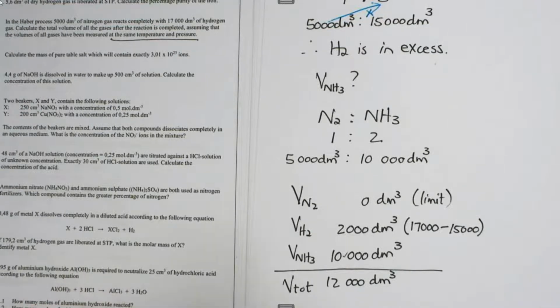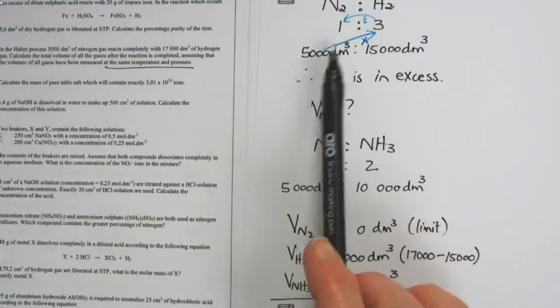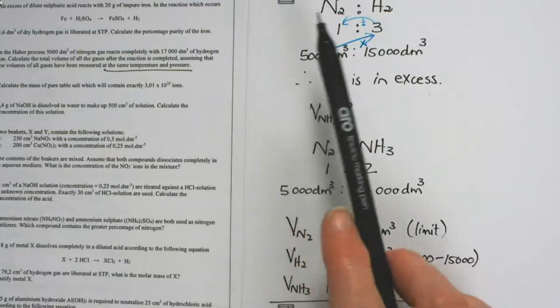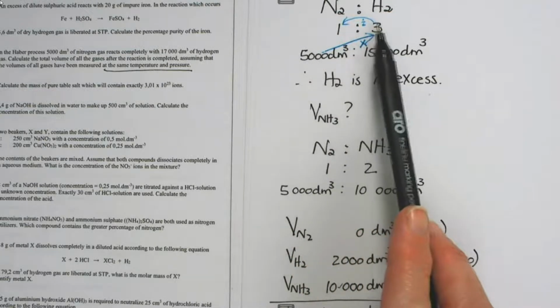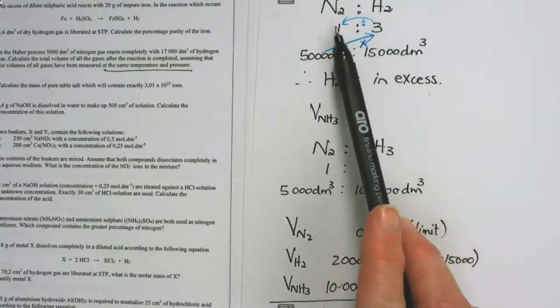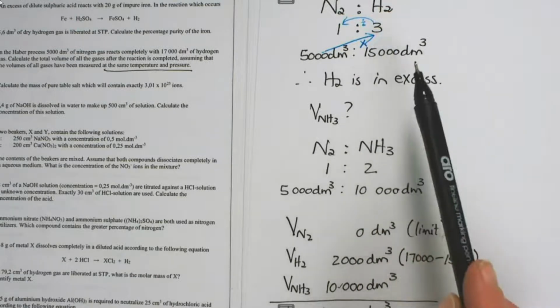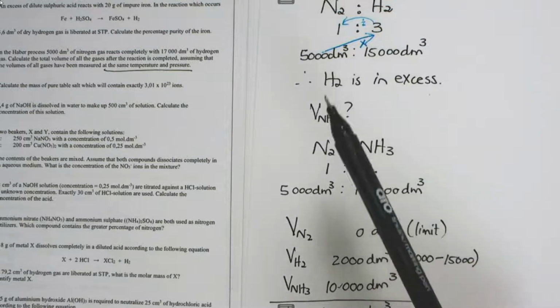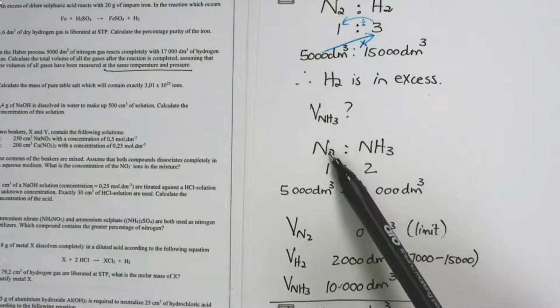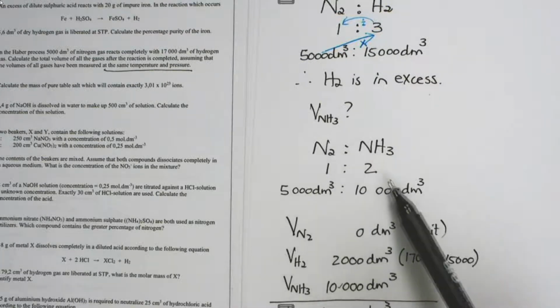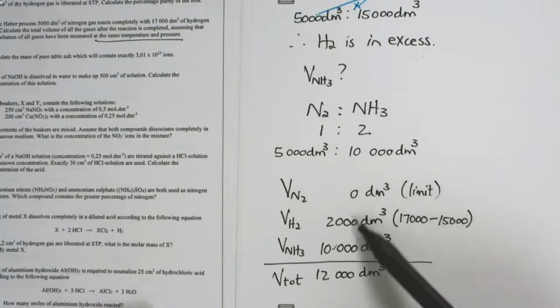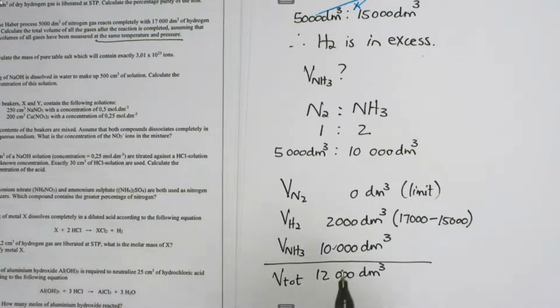So then I can use the ratios and say N2 to H2. I just took the nitrogen because it was standing first. So my N2 is 5,000 times 3 in front of the hydrogen divided by 1 gives me 15,000. So H2 is in excess. Then N2 to NH3, I took the N2 now, the limiting reagent. I worked out the amount of NH3, which is 10,000, so that is formed. And then I added them together. So just make sure I'm using all the gases in my reaction. If one of them were a solid, then I don't use that one because it is a solid.